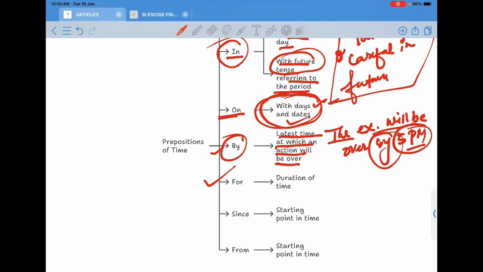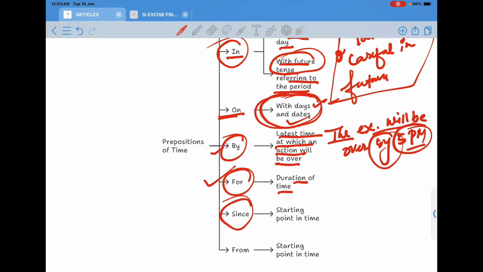Next, when to use for. For is used for duration of time. Also for perfect continuous tense. For example, I have been here for 3 days. So I have been here, and I am still here. So it is a perfect continuous tense. I am starting from past, and I am still here today. So in this situation you will use for. For example, I have been here for 3 days.